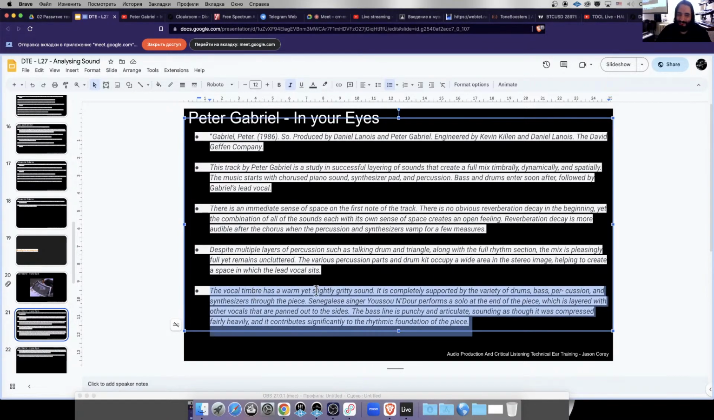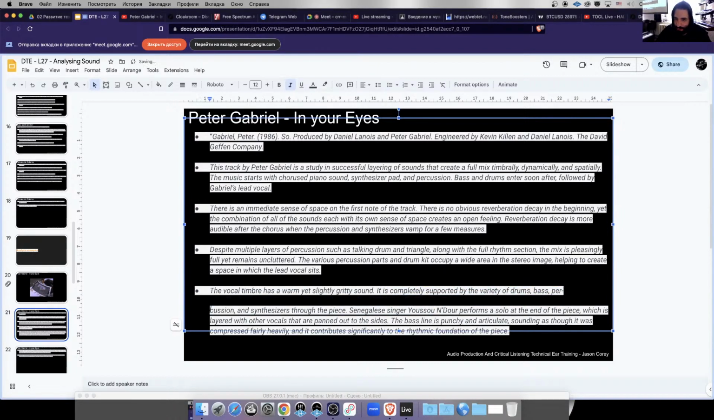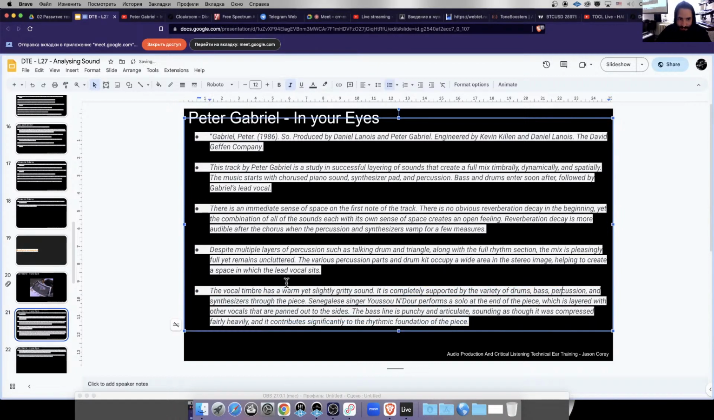So the vocal timbre is a warm yet slightly gritty sound. It's completely supported with the variety of drums, bass, percussion, and synthesizer throughout this piece. Senegalese singer Youssou N'Dour performs a solo at the end of the piece, which is layered with other vocals that are panned to the sides.